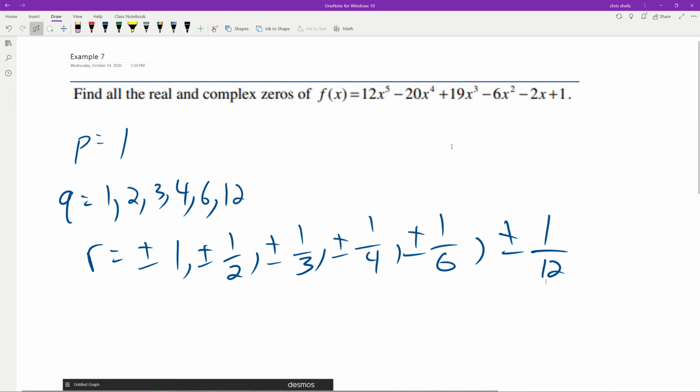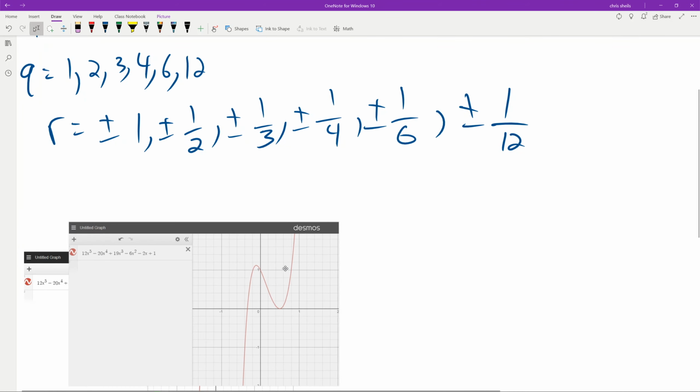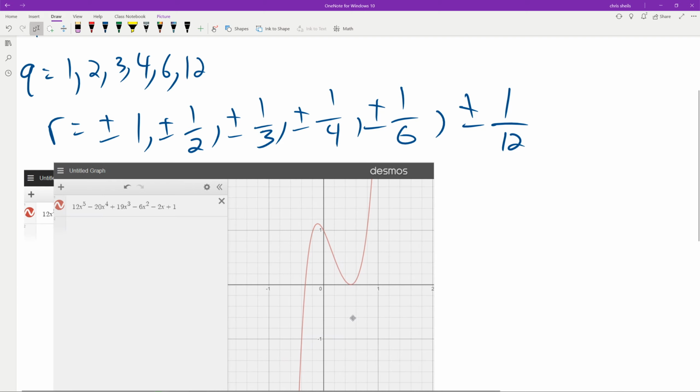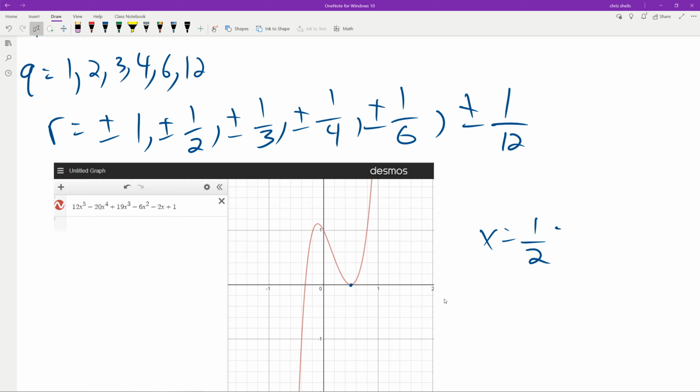At this point, I want to graph this function, which I've already done here. And I want to see if any of these possibly make sense on this graph. Let's see. I have something going on between 0 and 1. It looks like this is maybe x equals 1/2.